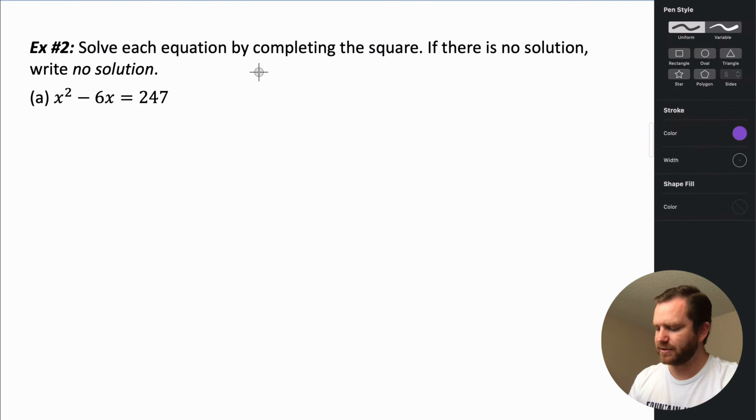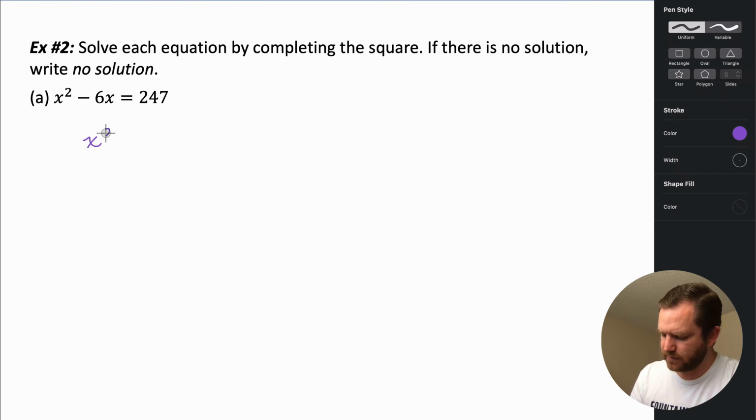So in this problem, we're asked to solve by completing the square. If there's no solution, write no solution. So is this in the form that we need? Well, yeah, the leading coefficient's 1. We have the a and bx over here and c on the right. So what we need to do for this then is take the middle term, right? So actually, I'm going to rewrite this and give myself a little bit of space.